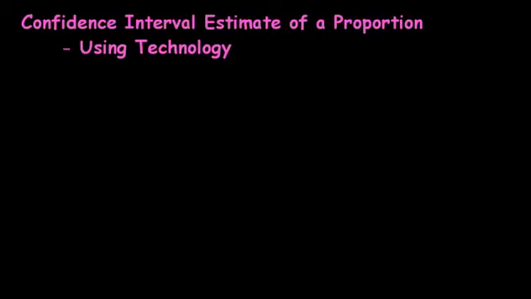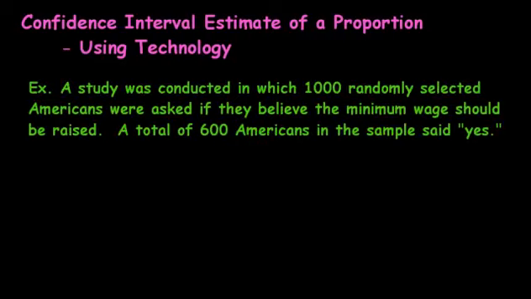Now I want to redo our previous example using technology, specifically the TI-83/84 technology. So recall that our example was about a study that was conducted in which 1,000 randomly selected Americans were asked if they believe the minimum wage should be raised. A total of 600 Americans in the sample said yes. Now, we won't go back and determine whether or not the requirements are met. We've already done that, and we did find that they were.